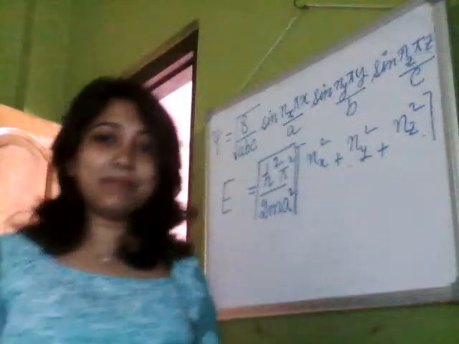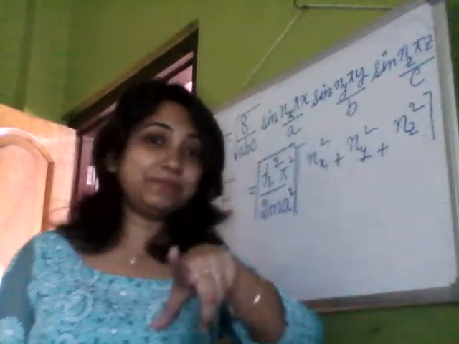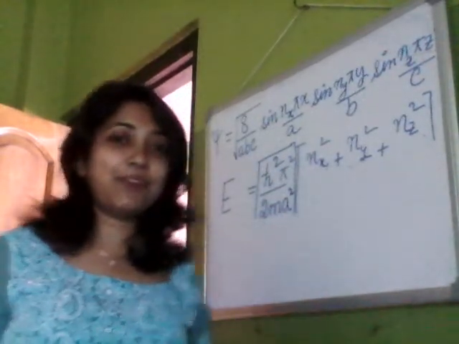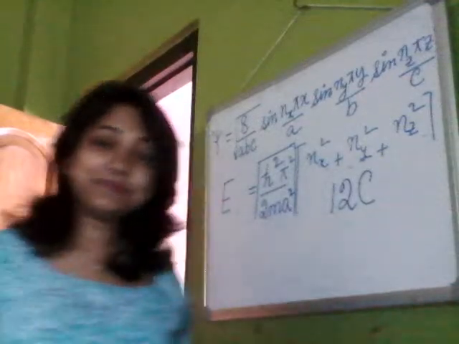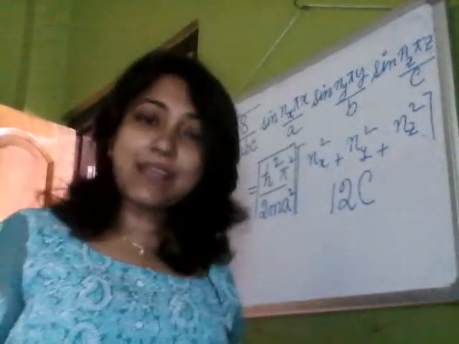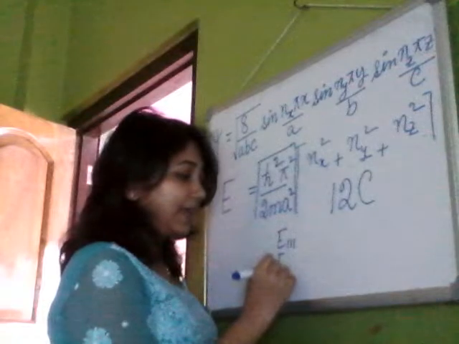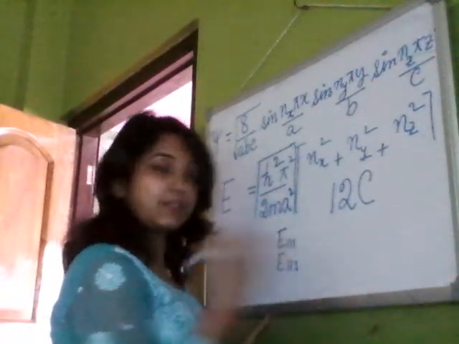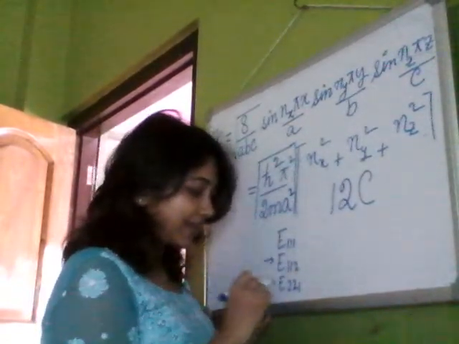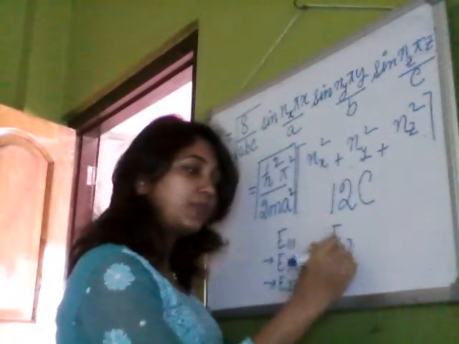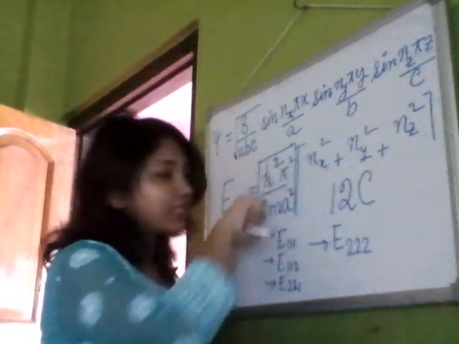So all of you are telling me that when individually all of these are going to take the values of 2, 2, and 2, what will be the value? 4 plus 4 plus 4, which means 12 of this constant. So as per our assumption, we had E111 as our first level, E112 and the rest, E211, E221 as the first excited, second excited. And now you are telling me the third is going to be E222, which will give me the value of energy as 12 of this constant.